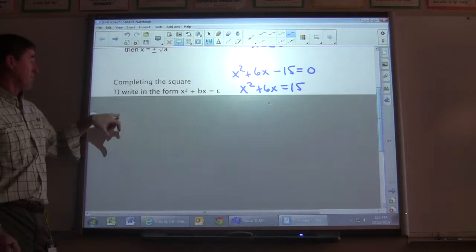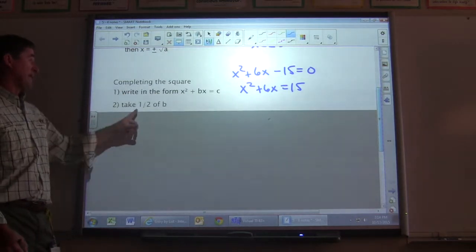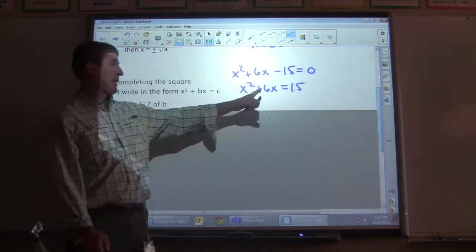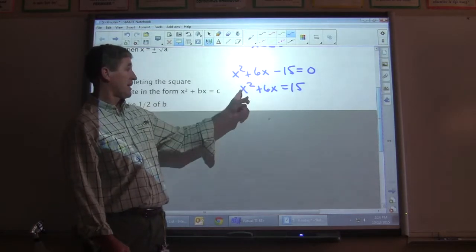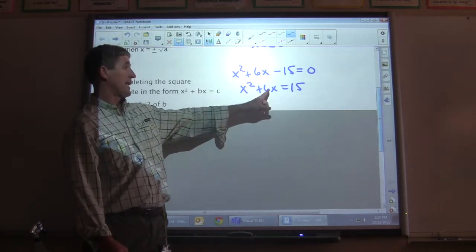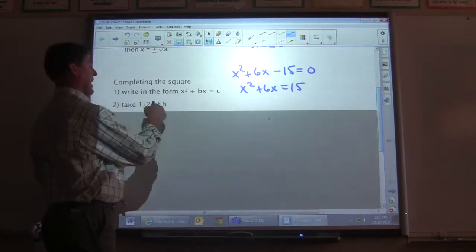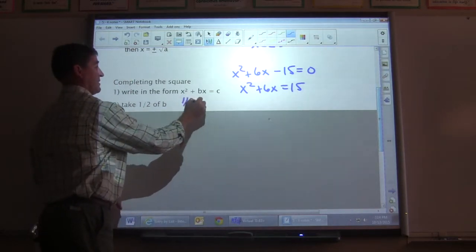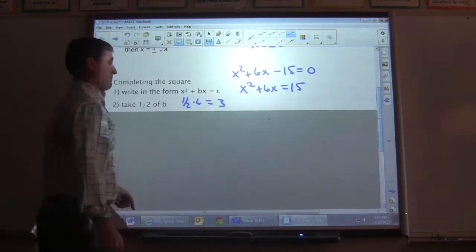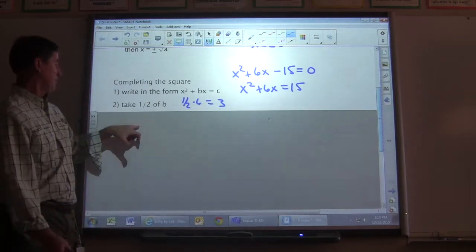So that's step 1. Step 2 is we take half of b. Well, b again is the number multiplied to x, not the x squared, just the x. And so we take half of 6. And in this case, half of 6 would be 3. So that's easy.